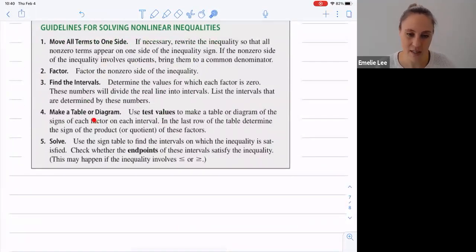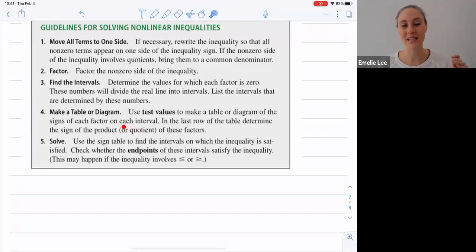So here's kind of the tricky part. What you want to do, just to convince yourself, is make a table. We just make a little table where we use test values to see if things are greater than or less than zero. And here's where it gets a little dicey, and this is why I maybe wanted you fresh for this section. I used it all up on the review. Oh, well.